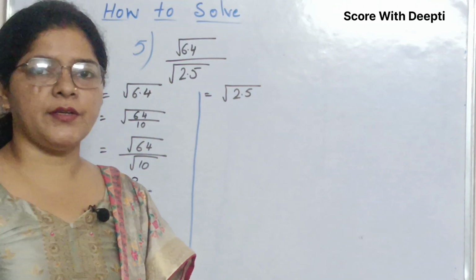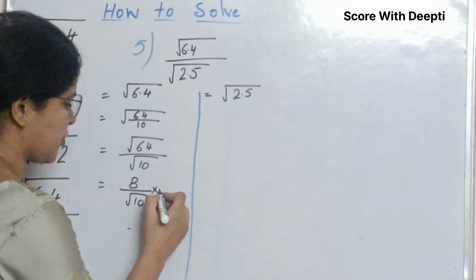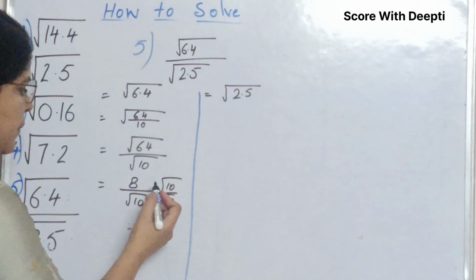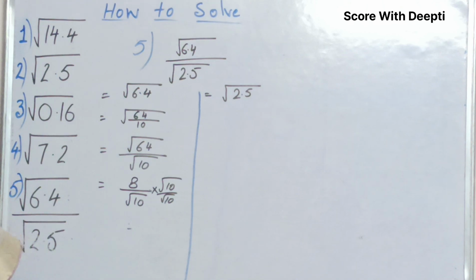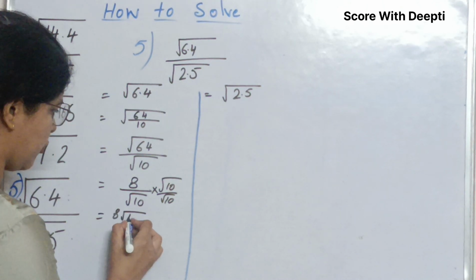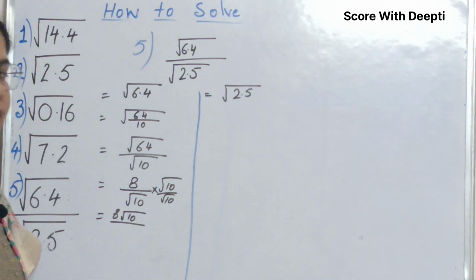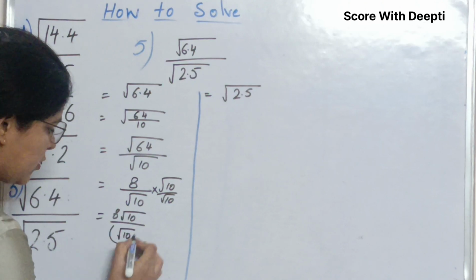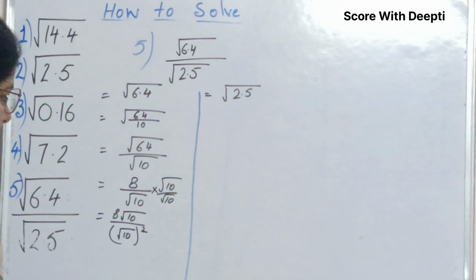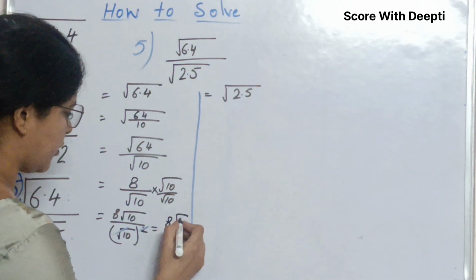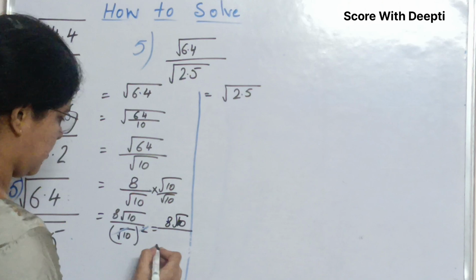When there is a square root in the denominator, our next step will be rationalization. So here we rationalize and multiply numerator and denominator with square root 10. Next, 8 square root 10 over square root 10 comes 2 times, so we write it as square root 10 whole square. Next, the square cancels with the square root and we get 8 square root 10 over 10.